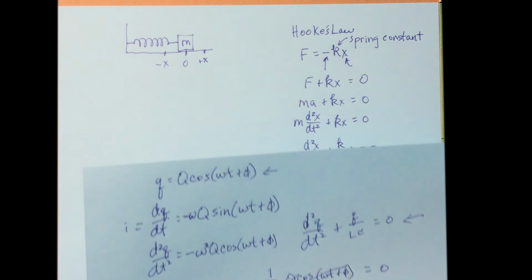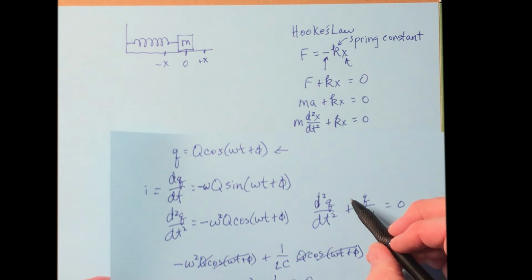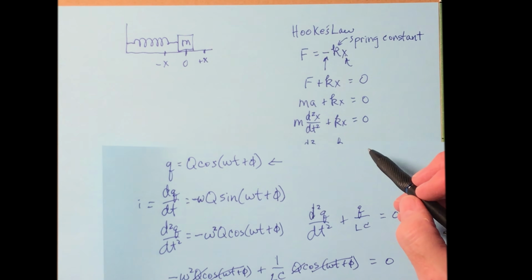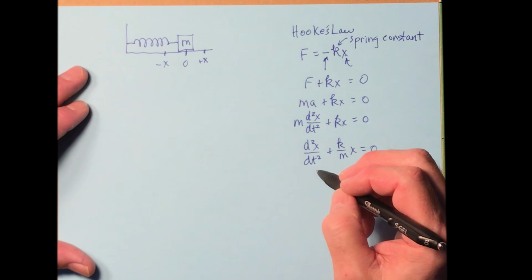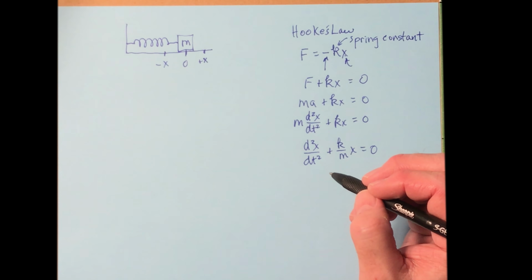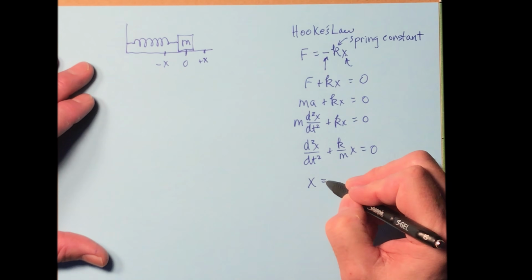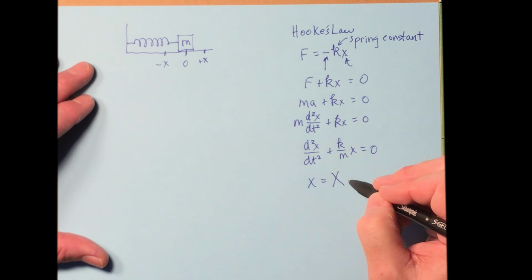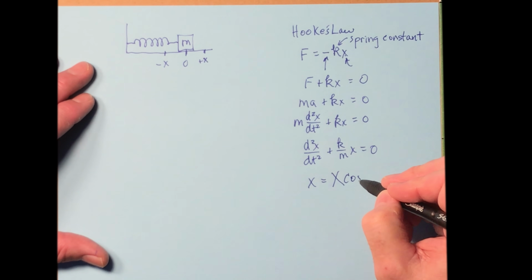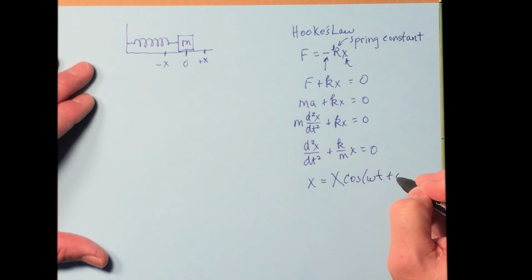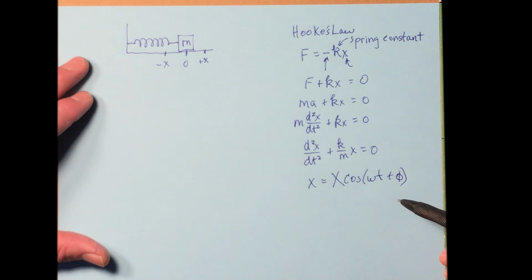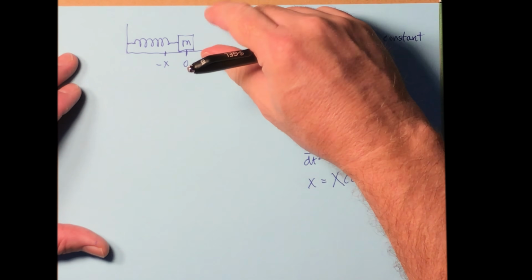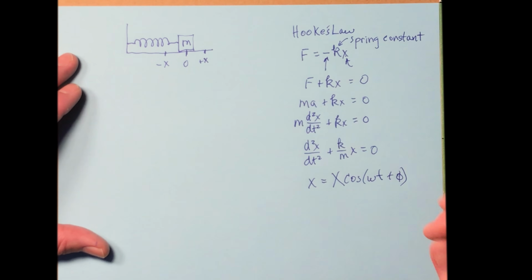Very similar form of equation. So if the form of the equation is the same, then the solution is also going to be the same. If I solve for x, it's going to be some max x, big X, times the cosine of omega t plus phi. And what's going to happen when I pull this back, I let go of it, it's going to oscillate back and forth. In other words, it's going to make a cosine.